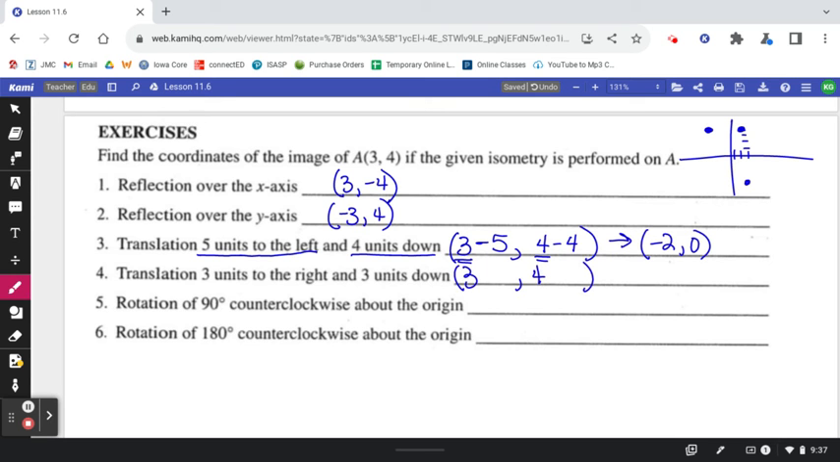Okay, on the next one, I am going 3 units to the right, so that's going to affect my x-coordinate. And 3 units down will affect my y-coordinate. So that would give me 6 comma 1.